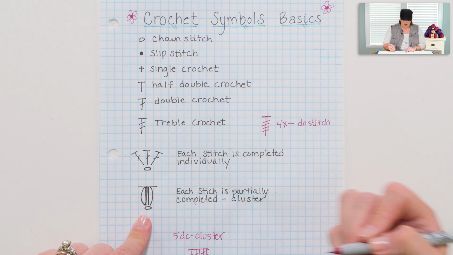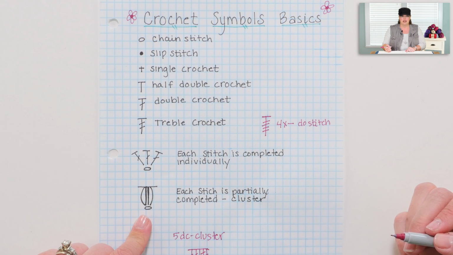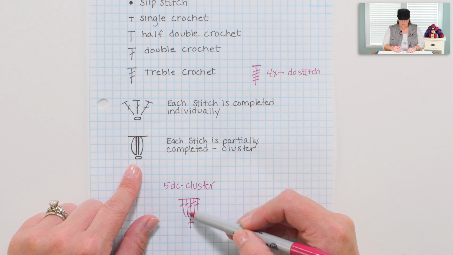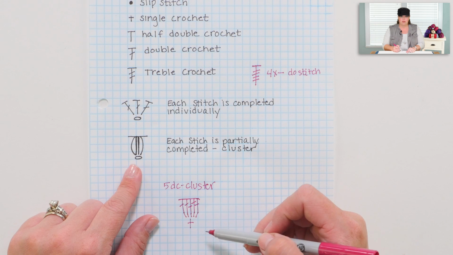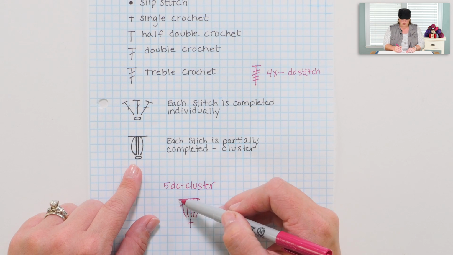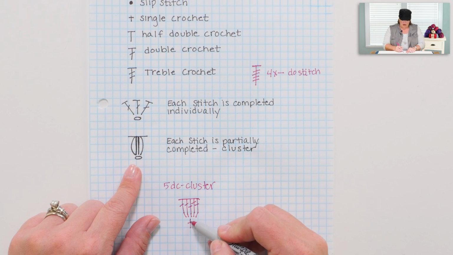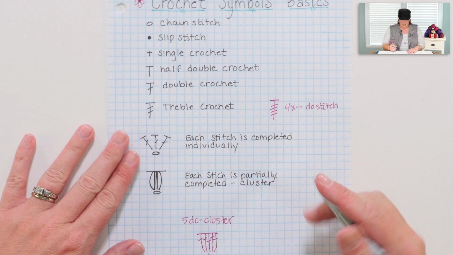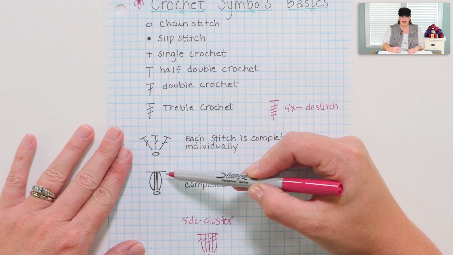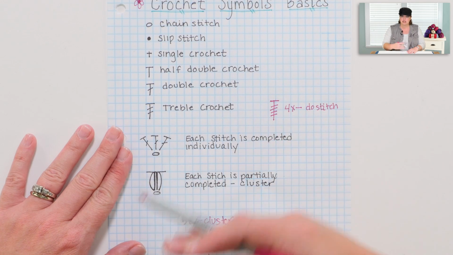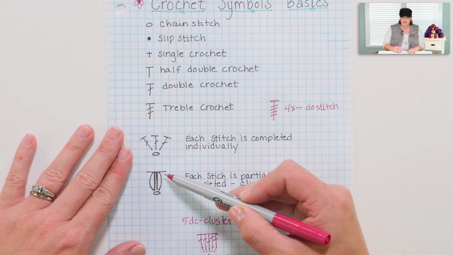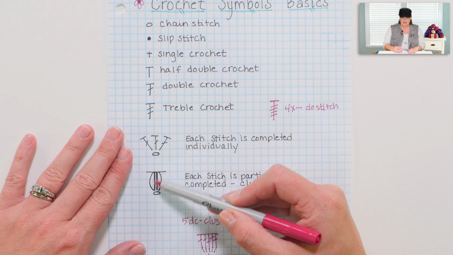So my symbol for a 5 double crochet cluster is this: 1, 2, 3, 4, 5 partial double crochets with 1 top hat, all worked into 1 stitch. Can you see how that would work out? Knowing that on my chart, this top hat represents what my finished stitch is going to be, and I only have 1 top hat, even though I have all of these legs of the stitch.